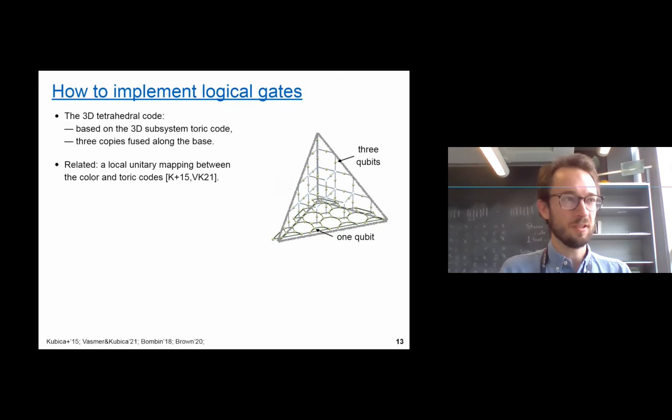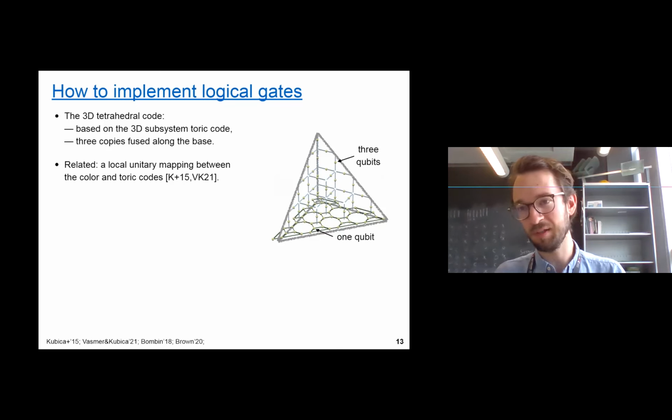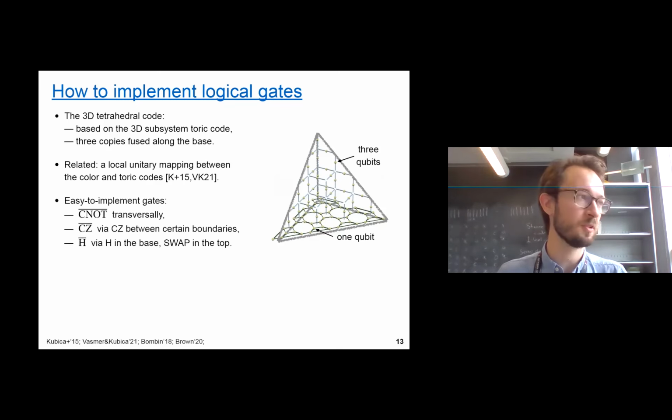Yeah, and this is related to how you transform color codes into toric codes, and I'm working on a paper explaining how this all works. But there's a nice interpretation of how to transform a color code into copies of toric codes by looking at small regions and running local unitaries, which correspond to the encoding circuits of small quantum codes.